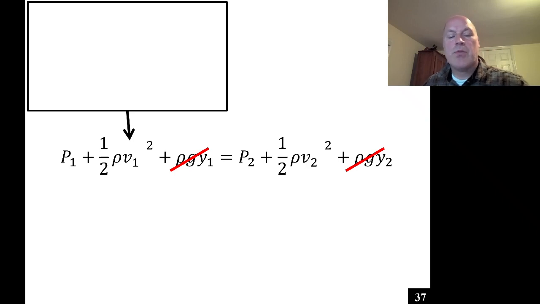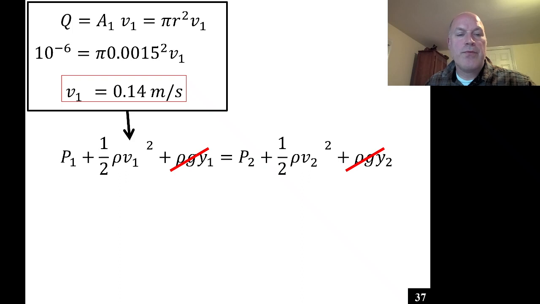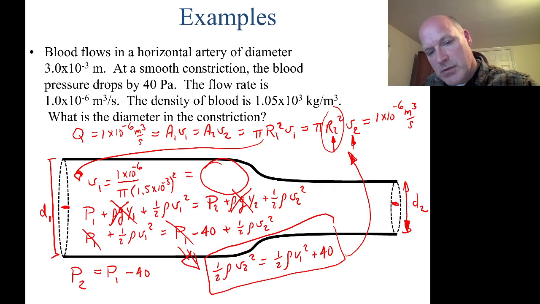So Bernoulli's equation, you cancel the two potential energy terms, the height terms, because it's not going uphill, it's not going downhill. Then the flow rate was given, area 1 V1, pi r squared V1. So we solved for V1, okay, 0.14 meters per second. If I want, I can go back. Yeah, I'll do it. 0.14 meter per second. Okay, now we go back.